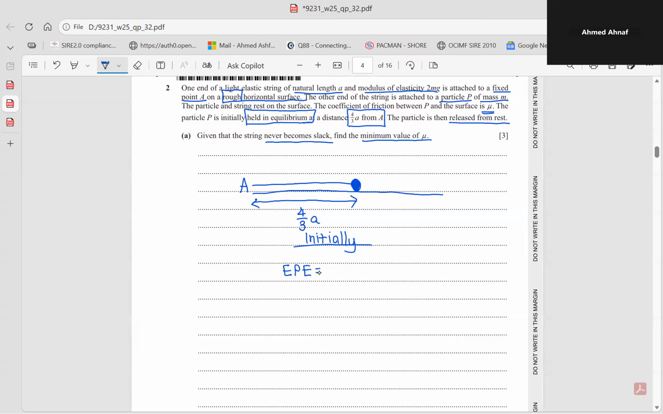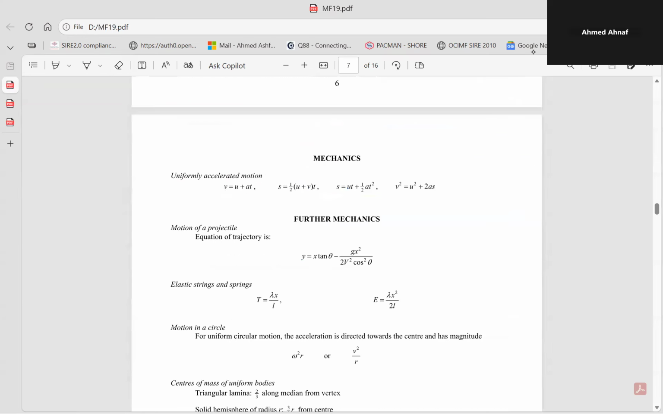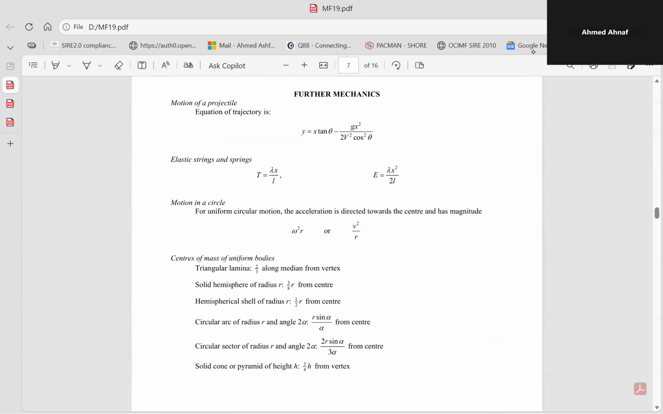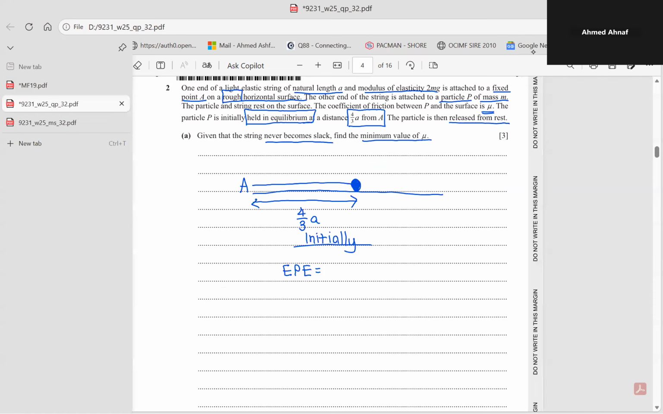To find the EPE, just go to your MF19 and go to elastic strings and springs. Just use this formula, lambda x squared over 2L, where lambda is the modulus of elasticity, x is the extension, and L is the natural length. So I'm going to apply that.